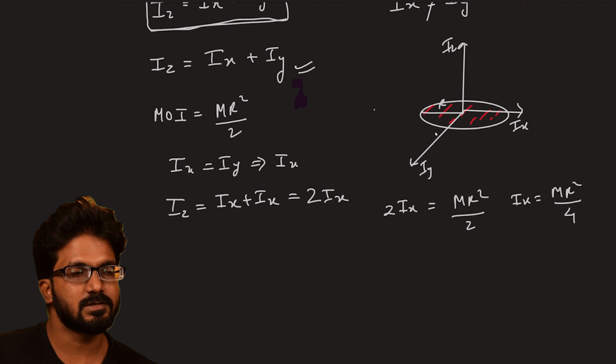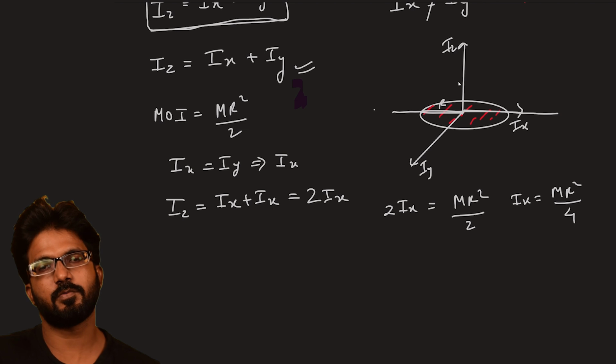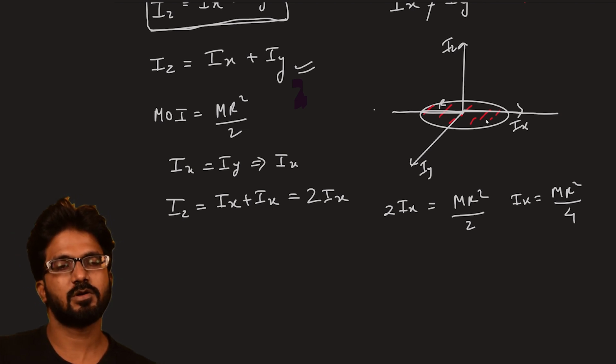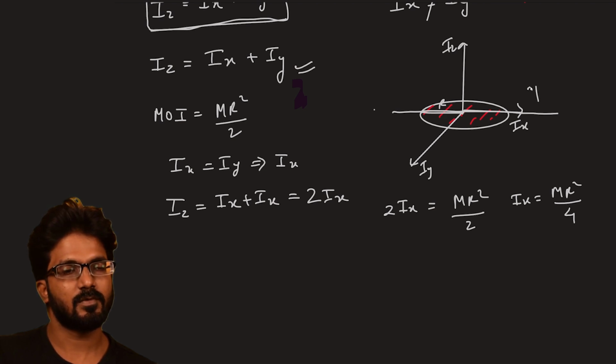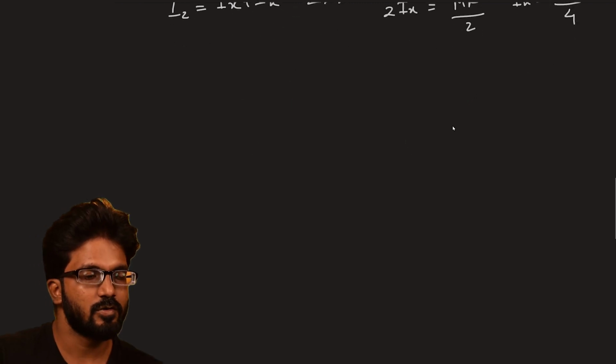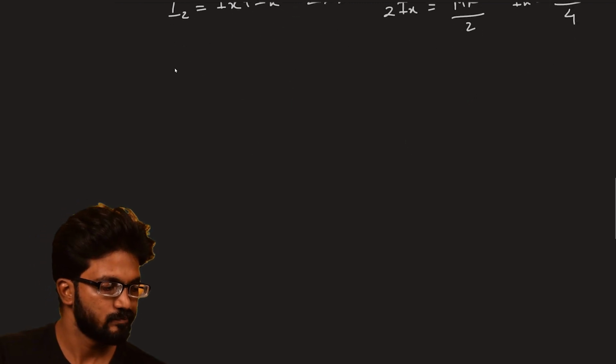So this is for the x direction. By the help of the perpendicular axis theorem, we can find the moment of inertia about an axis passing through the diameter from its center of mass as mr square by 4. Next, we are going to find it for a ring.